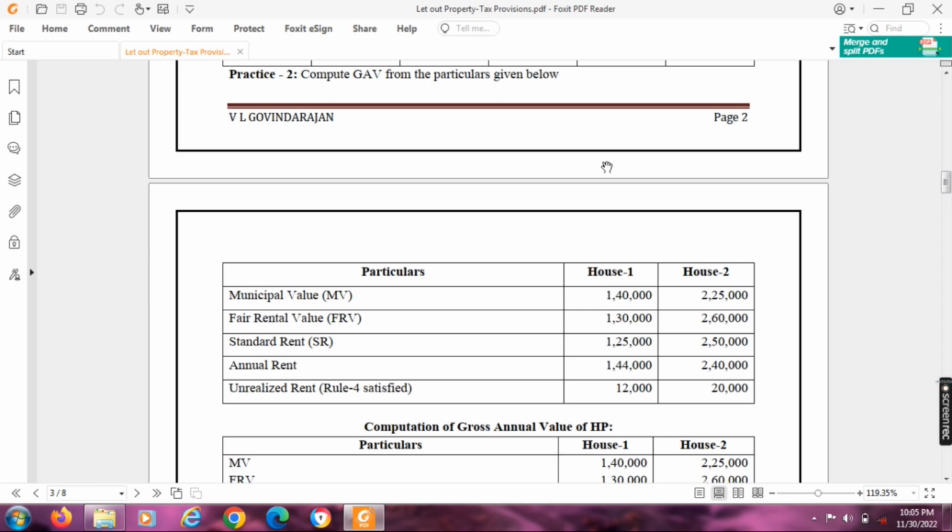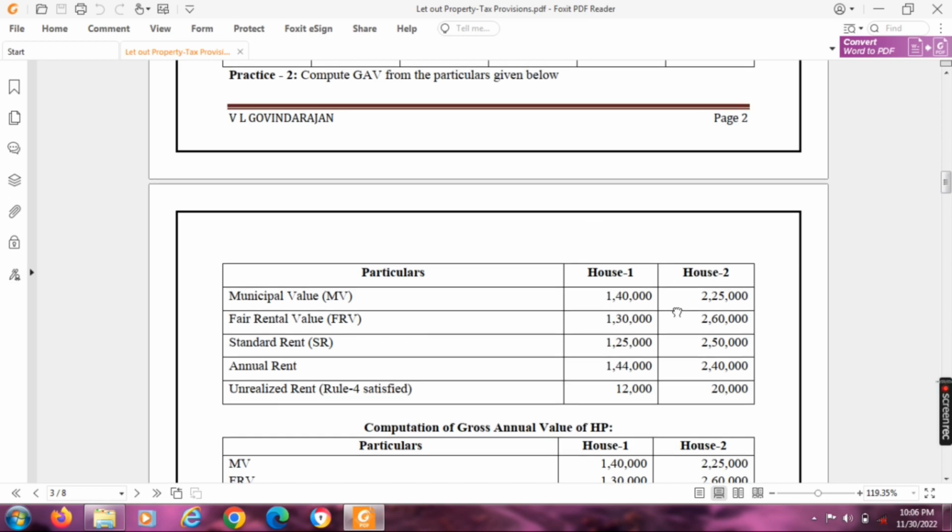For the first house, 1,44,000 means the first house was let out for 12,000 per month. And the second house, annual rent is 2,40,000 means that property was let out at 20,000 per month. And unrealized rent. What is unrealized rent? The house property was let out to others, but the owner of the property was not able to collect the rent from the tenant properly. That is called unrealized rent.